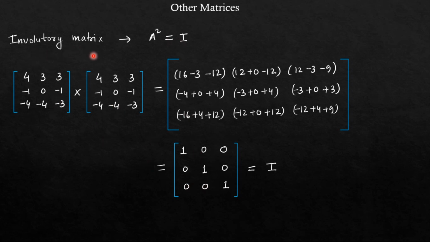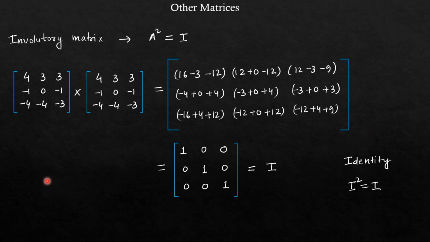Okay. So if you take the square of any matrix and get the original matrix, then it is an idempotent matrix. And if you get the identity matrix, then it is an involutory matrix. That means identity matrix will fall in both categories because we know that I square is equal to I. It means it satisfies the condition of involutory matrix. It means identity matrix is both involutory as well as idempotent.